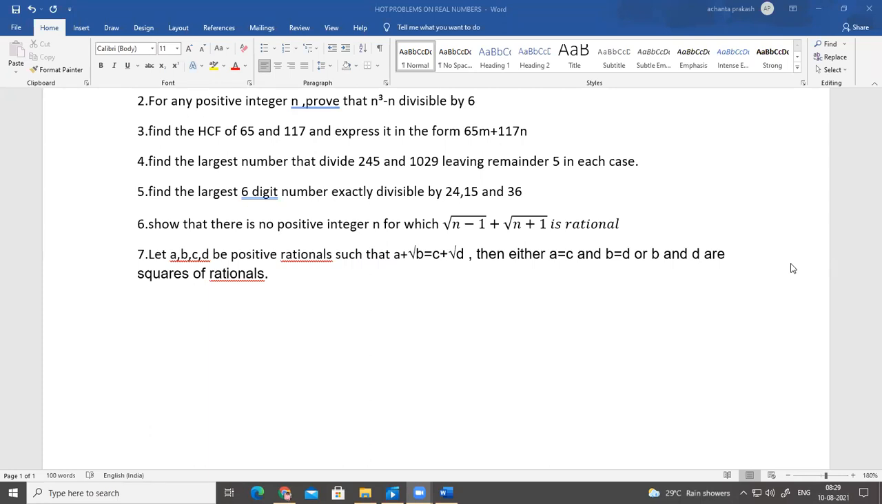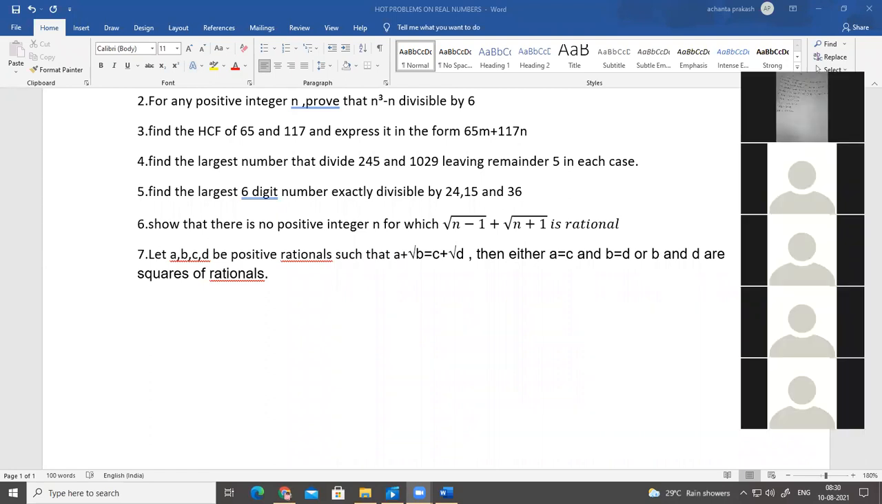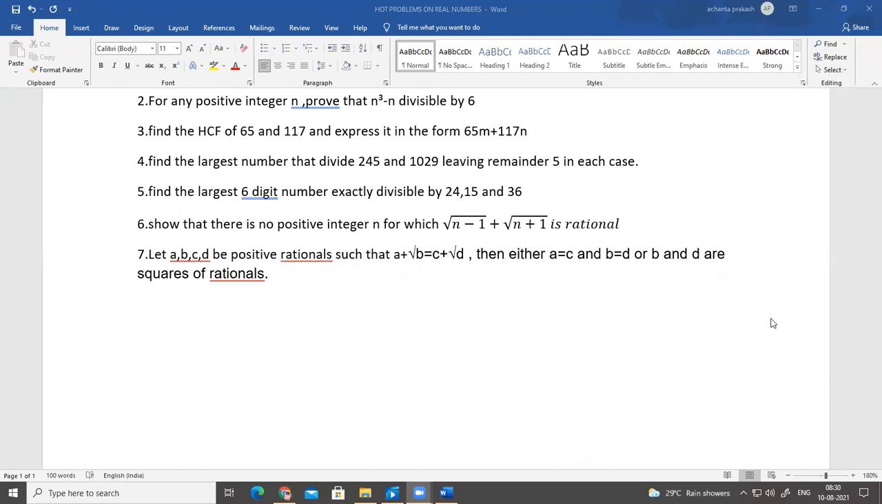Sir, if we multiply the 3 numbers, can we get 6 digit as 2 digit into 2 digit? I don't know. Keep an eye on the question so that you can get this. The largest 6-digit number exactly divisible by 24, 15, and 36.